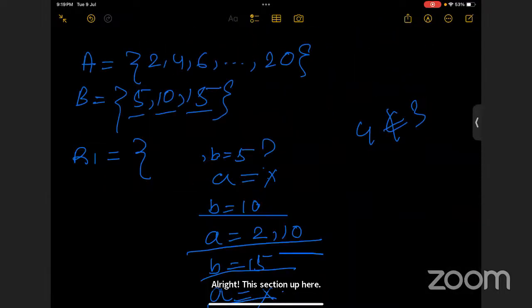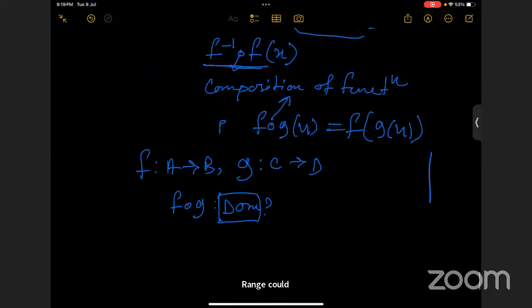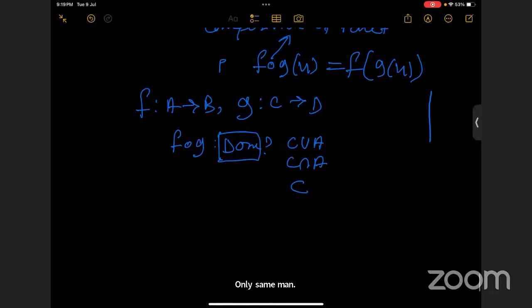So we have so many answers. Let me write them down. We have C union A. We have C intersection A. Any other answers? Only C. So these three answers we have.